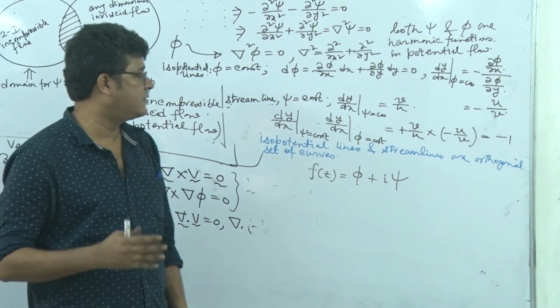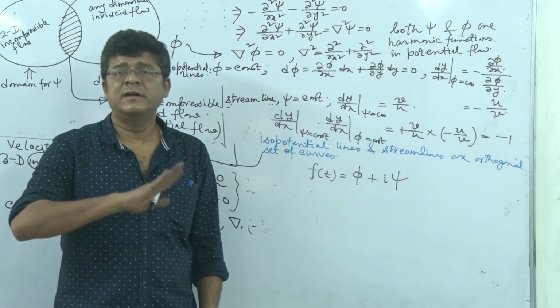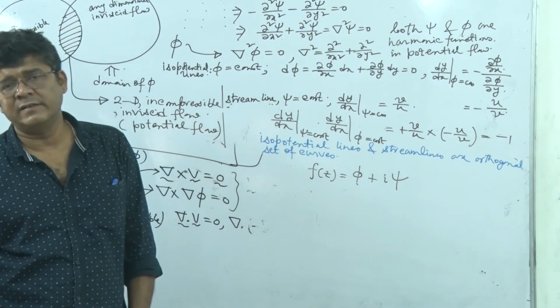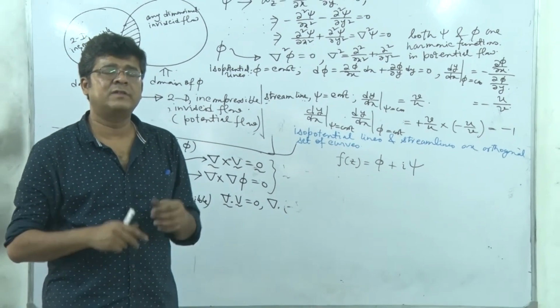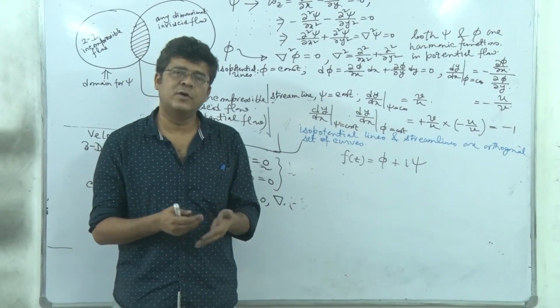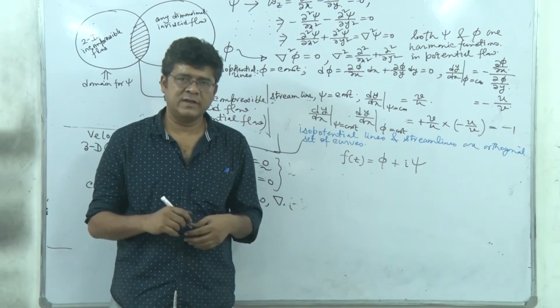So in the next session, what we will be discussing is the typical structure of the isopotential line and the streamline for different elementary flows like uniform flow, source flow, sink flow and vortex flow, right?